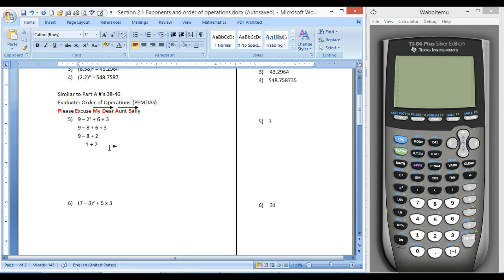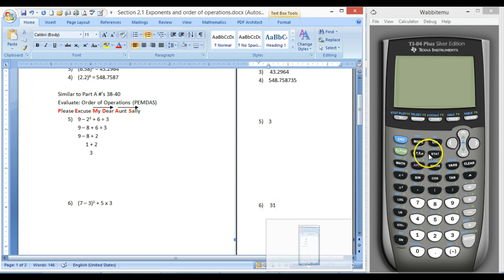Okay, so then my next step is just replacing the very last adding and subtracting. Okay, so we have 1 plus 2, and I'm going to say that the answer right in between them will be 3. There we go. So that's the answer of 3.